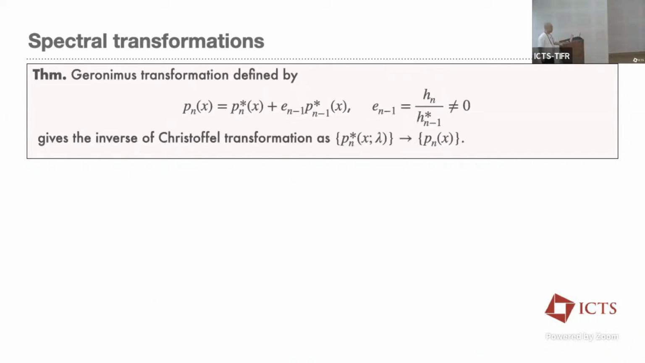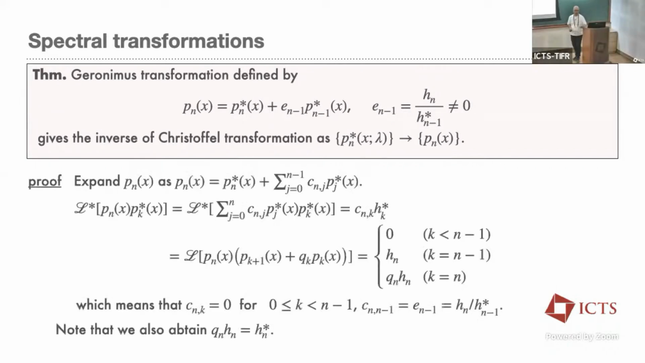And then also we know some inverse transformation with respect to this Christoffel transformation. And here, this is the inverse. It means that if we have a Pn star, we can return to the original polynomial sequence Pn, so in this case also a polynomial sequence. And you see the Pn can be expanded in terms of Pn star like this, and plug into this expression.